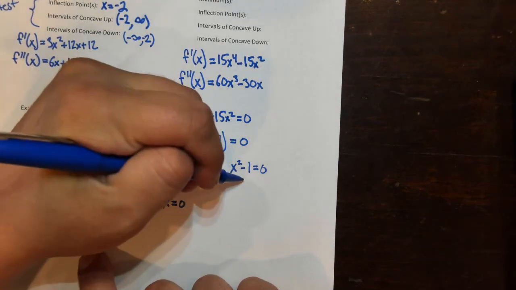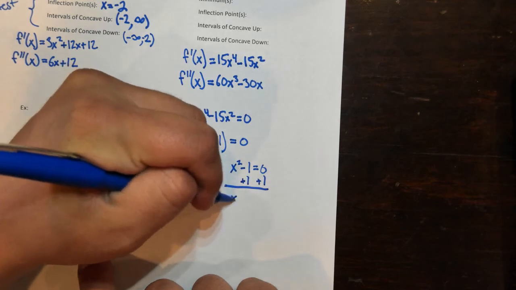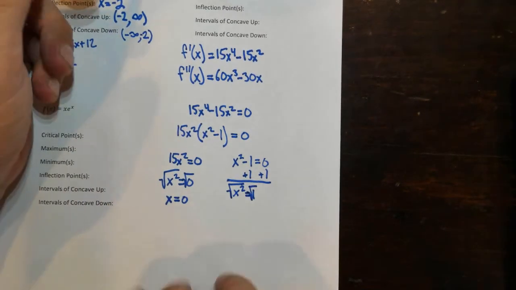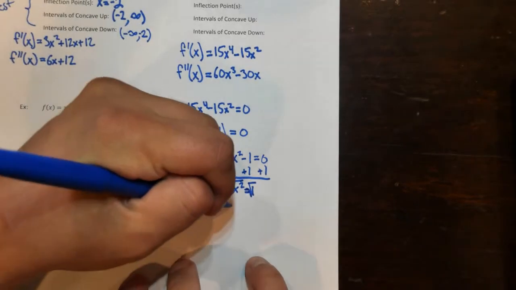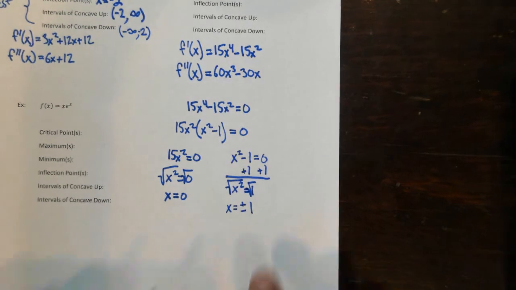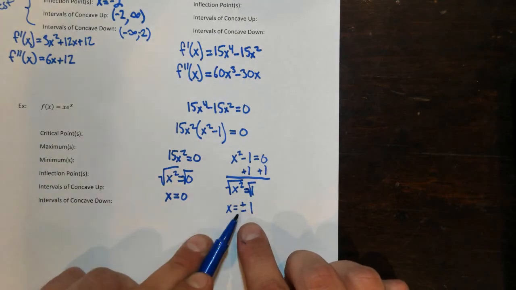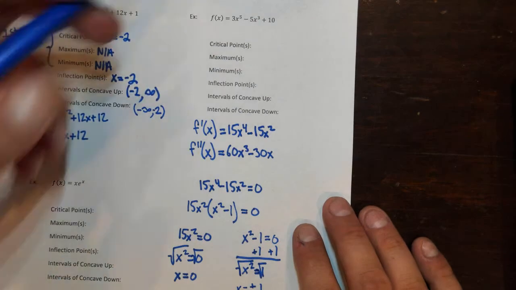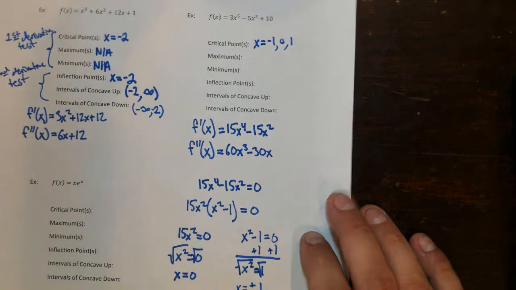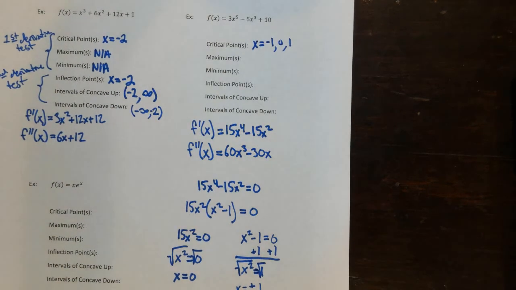Here, we can add 1 to both sides. X squared equals 1, and then take the square root of both sides. Square root of 1 is just 1, right? 1 times 1 is 1. But it's going to be positive and negative 1. So these are our three critical points. We have one at 0, one at positive 1, and one at negative 1. So x equals negative 1, 0, and 1. Now let's use Desmos to determine which one of those are maximums, mins, or neither.